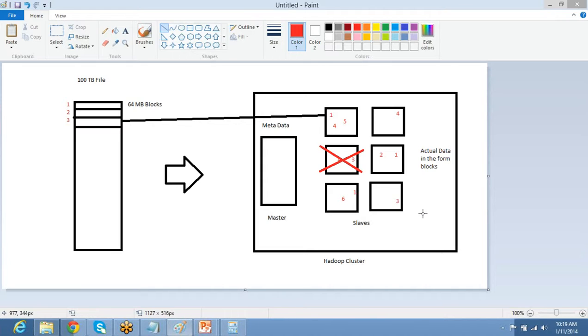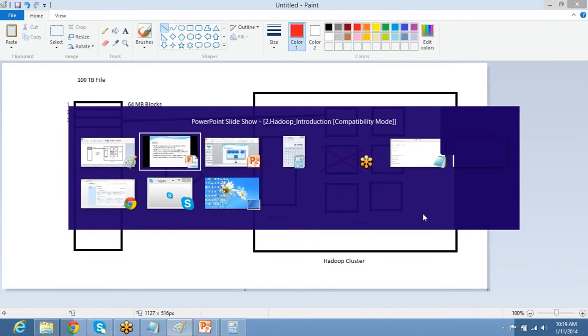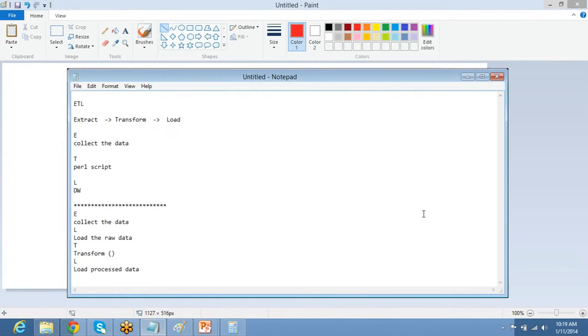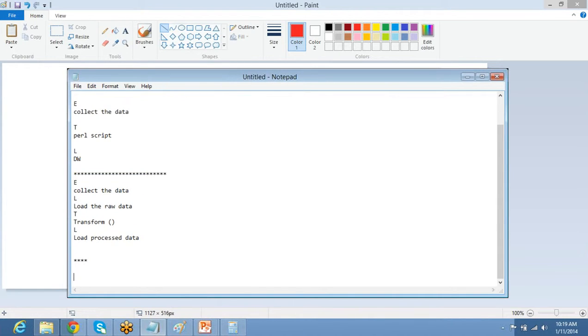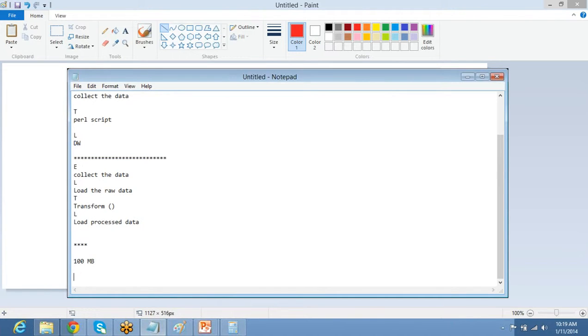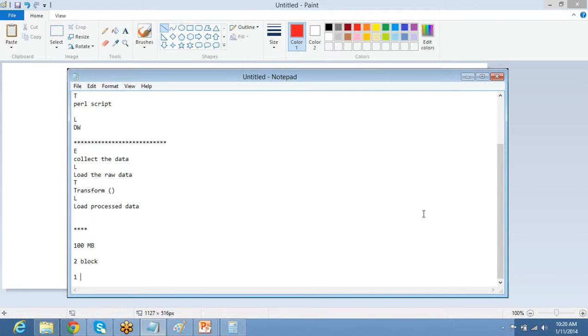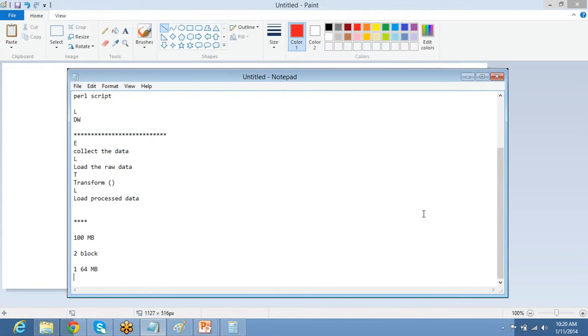Waiting for one more question. So let me ask that question to you since you didn't ask. Since I'm copying the file to my cluster, the block size is 64 MB. Let me write the question here. What will happen if I'm copying a 100 MB file into my cluster? There will be two blocks, right? One block with 64 MB and the second block will be 36 MB.